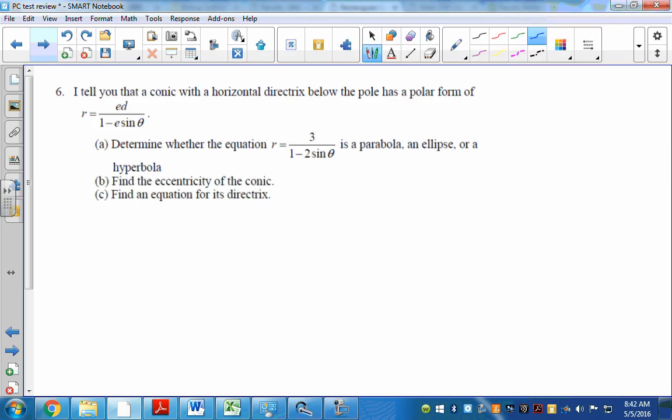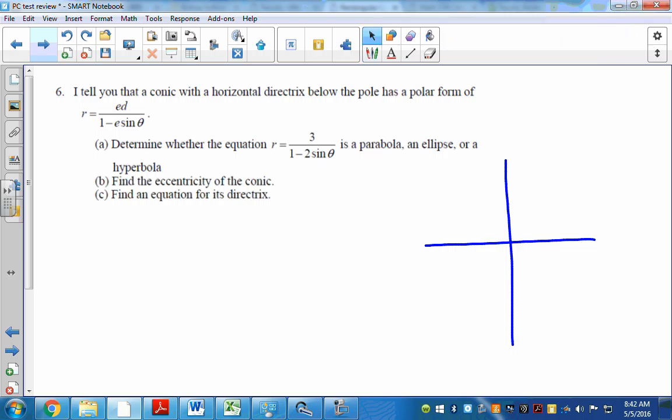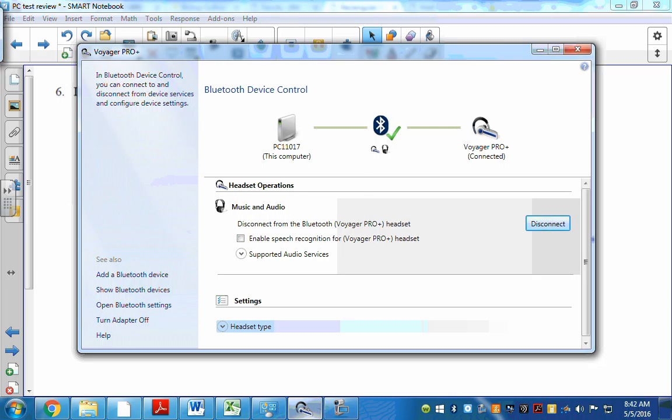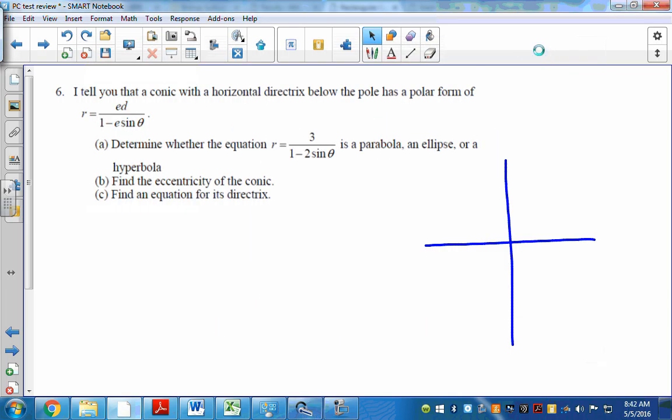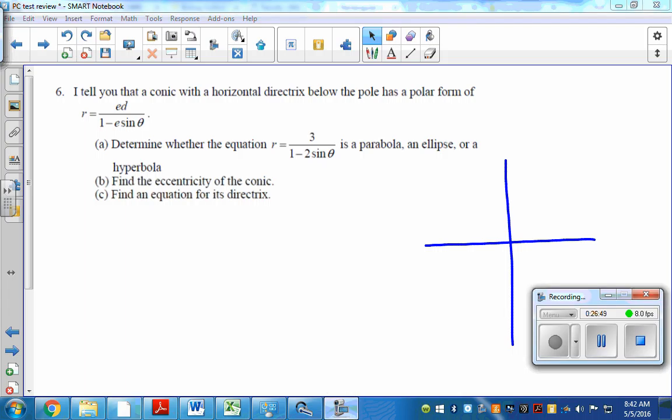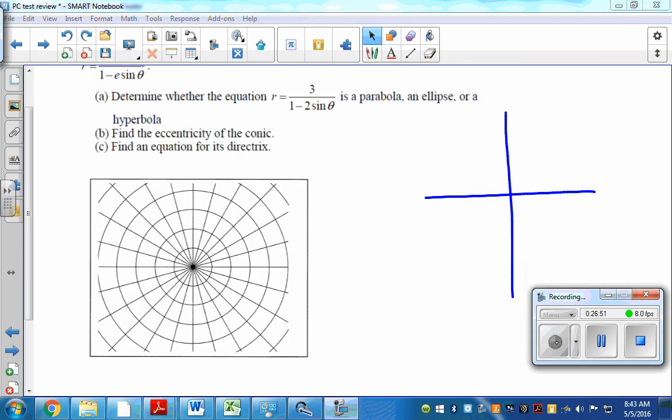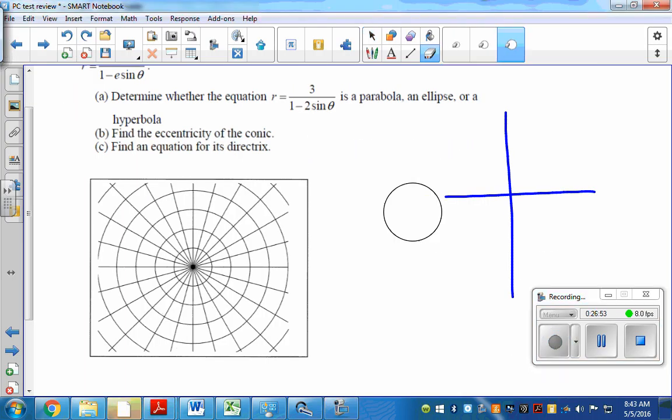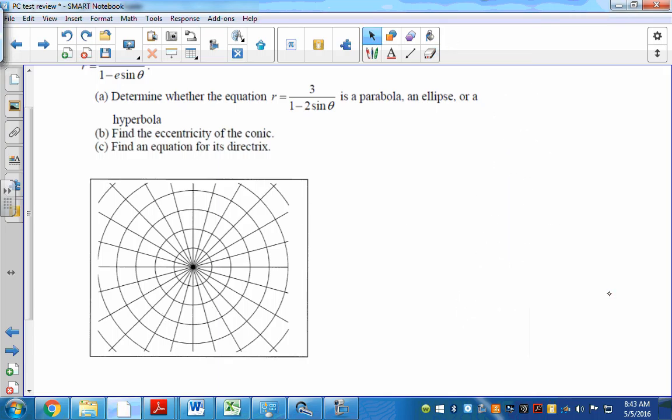I don't have a polar grid here. I'll tell you what, let me pause this briefly and bring in a polar grid so I can actually do this. Sorry, don't want that. Where's my recording icon? There it is. Okay, so let me pause this just for a sec. Okay, back again.